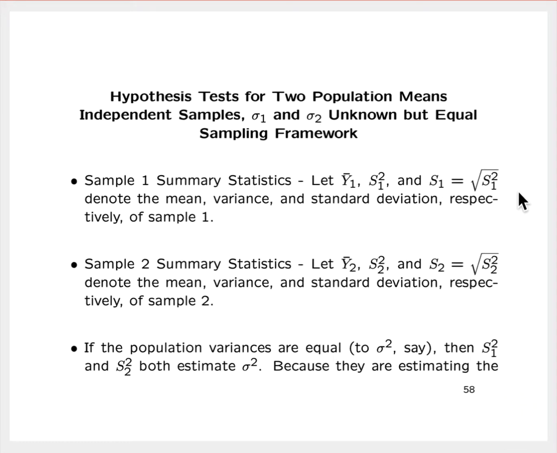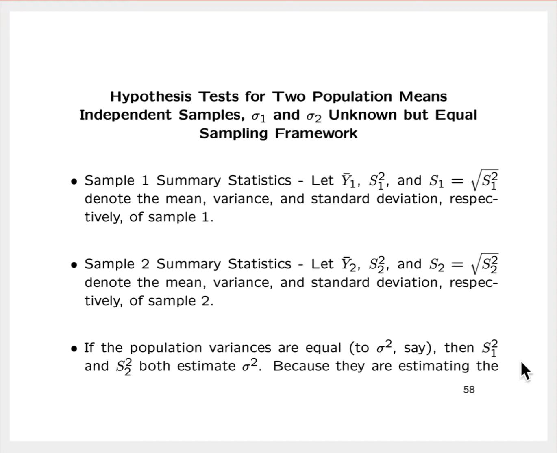Now let's define the notation for the summary statistics for the two samples. y bar 1 will be the mean of sample 1. S1 squared is the variance of sample 1, and S1 is the standard deviation of sample 1. Similarly, y bar 2 is the mean of sample 2. S2 squared is the variance of sample 2, and S2 is the standard deviation of sample 2.